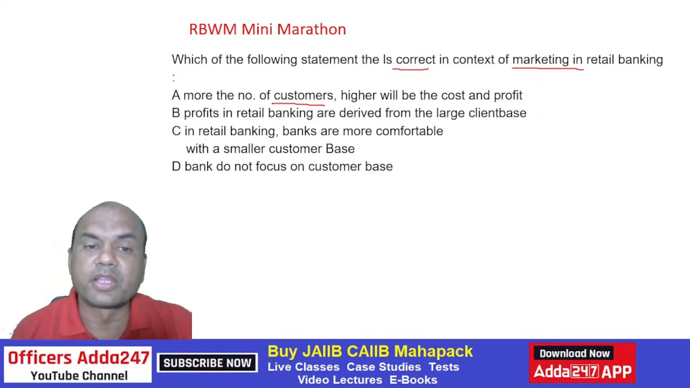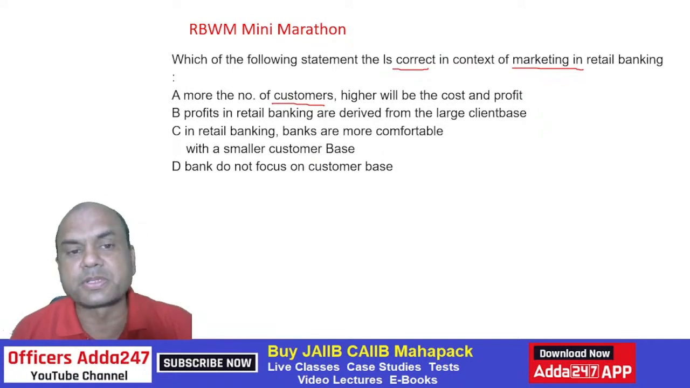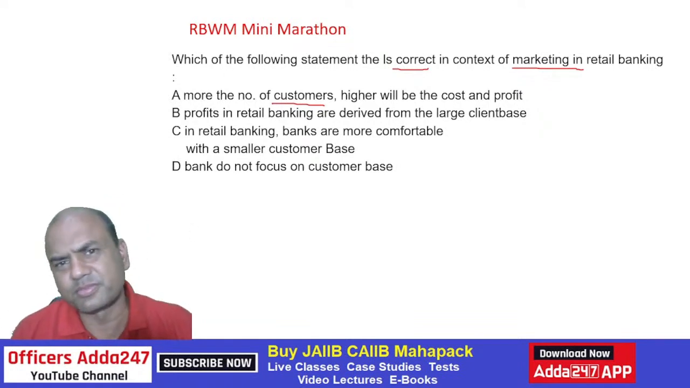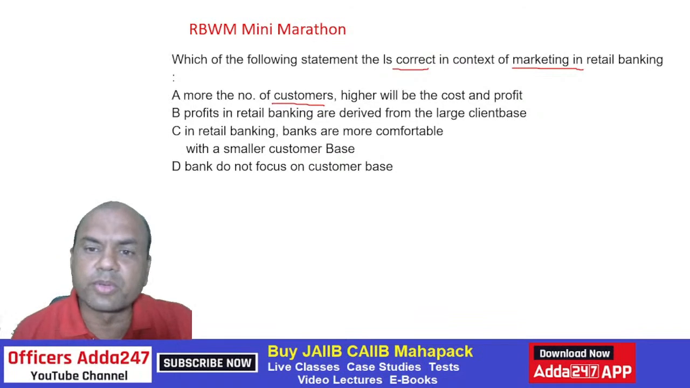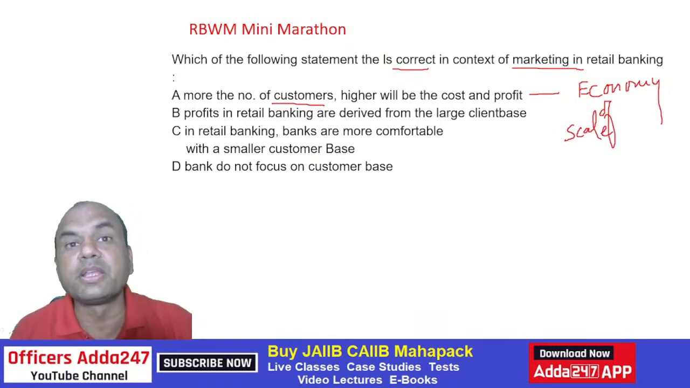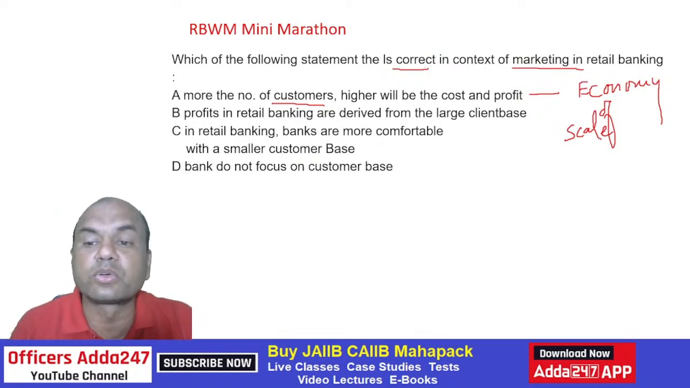What do you say? Okay, let's forget the remaining options. Just focus on option number 1. More the number of customers, higher will be the cost. Is it so? It is not so, because if my customers go on increasing, it is called economy of scale. What is economy of scale? Economy of scale means that as the number of customers goes on increasing, the cost goes on decreasing.